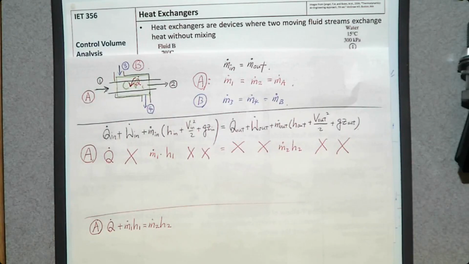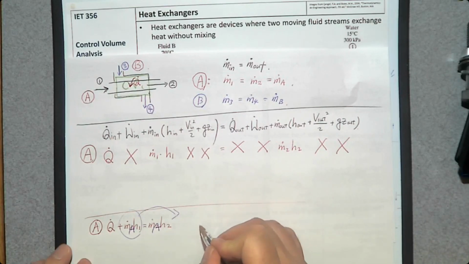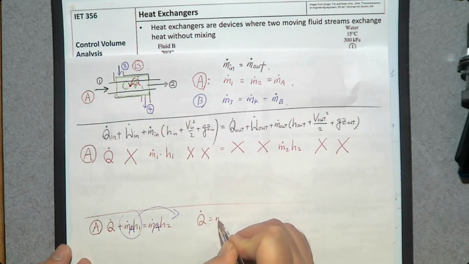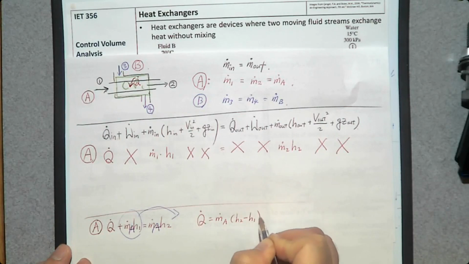But that's not it. According to this mass balance equation, m dot number 1 is the same as m dot number 2. So we can just say m dot of A. Then why don't we move this one to the right-hand side? The energy balance equation for fluid A is going to be Q dot equals m dot of A times (h2 minus h1).